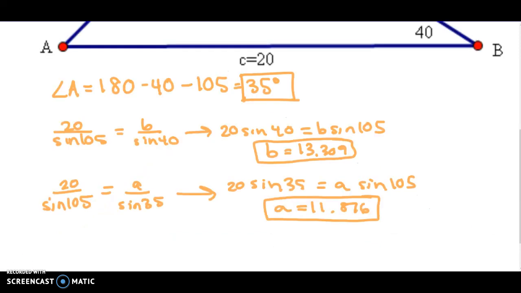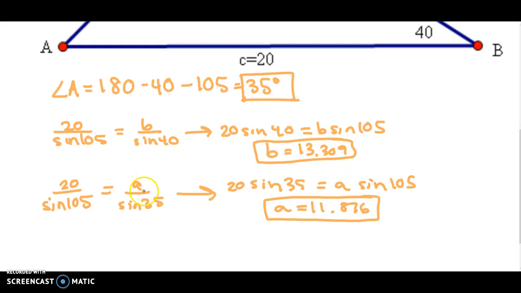Let's check our answers here. There were 3 pieces of information to the triangle that were left unknown. That was angle A, side length b, and side length a. So first and foremost, the easiest probably is figuring out angle A. We could figure that it's 35 degrees. Hopefully you got that right. For side length b, I'm using the law of sines here. So remember, since we were solving for a side length, it probably makes sense to use this version of the law of sines. So I got that b is 13.309.